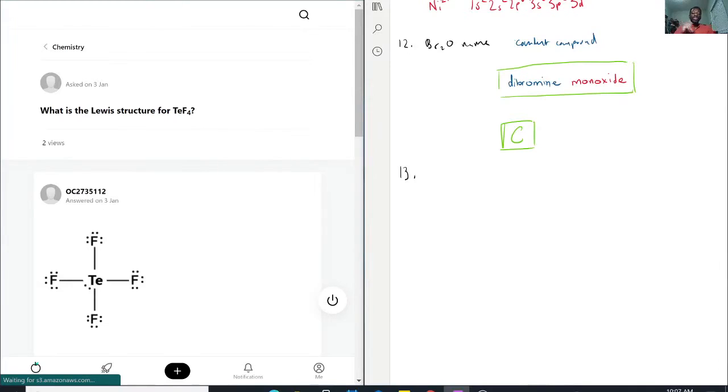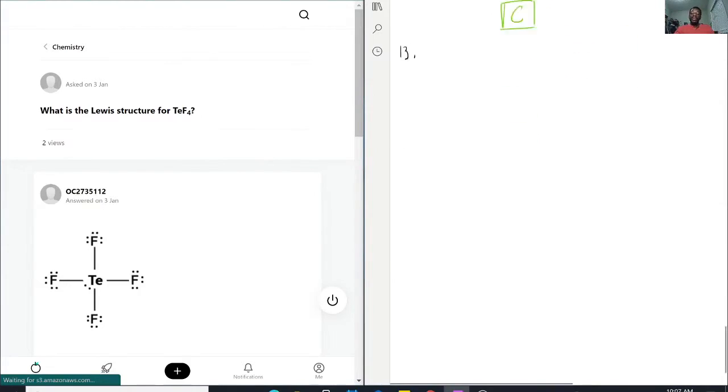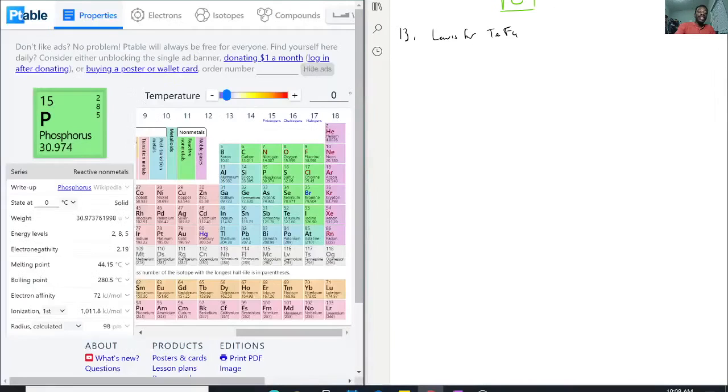We have, what is the Lewis structure for TeF4? Unfortunately, we have the answer right there, but I'm still going to describe it. So, Lewis for TeF4. If we can just ignore that answer staring at our face, because that is drawn quite big, we're still going to go through the periodic table and see how we got that Lewis structure to begin with.